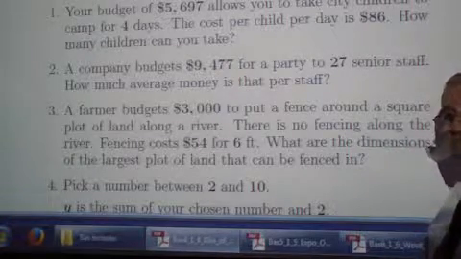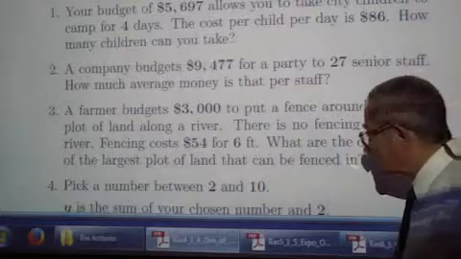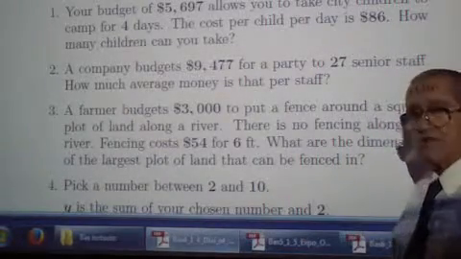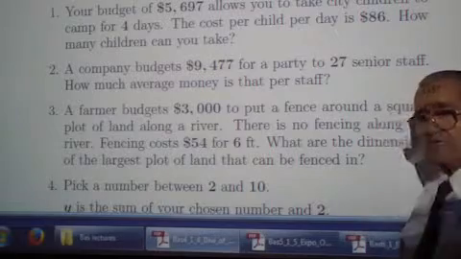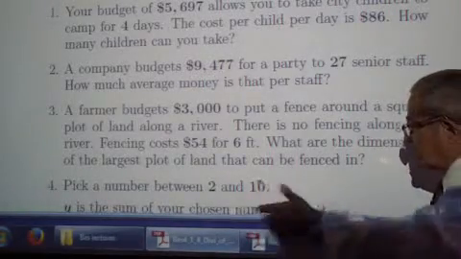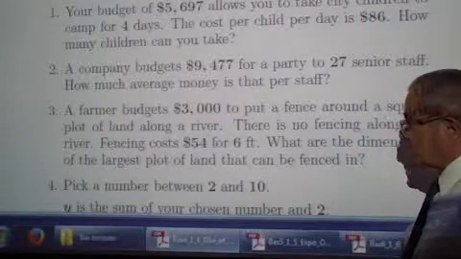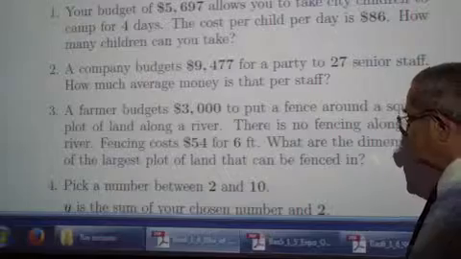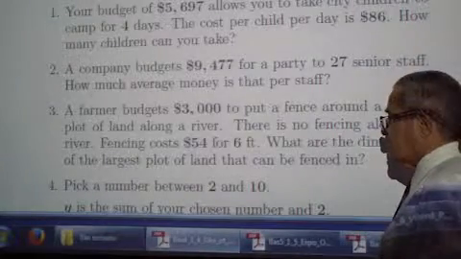Then, I got a good one for you. Pick a number between 2 and 10. 3, 4, 5, whichever you'd like. It works for bigger numbers, but I don't want you to get involved with too many big numbers. So pick a number between 2 and 10.